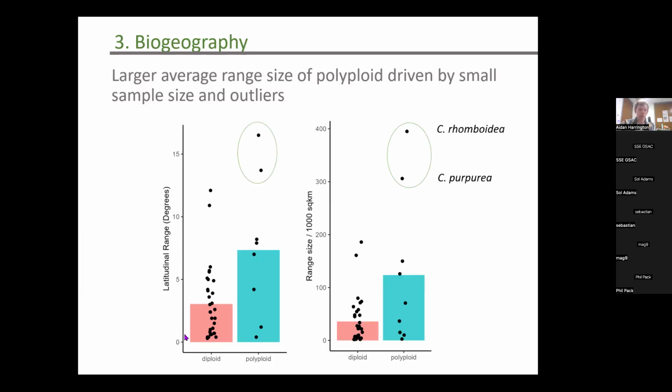So it seems premature to suggest, based essentially on just these two outliers, rhomboidea and purpurea, that polyploidy is clearly driving an increase in range size. Obviously, these two polyploids have large ranges, but that doesn't seem to justify just saying, oh, well, polyploidy drives range size increases, and stopping there. So where do we go from here, if that's the case?